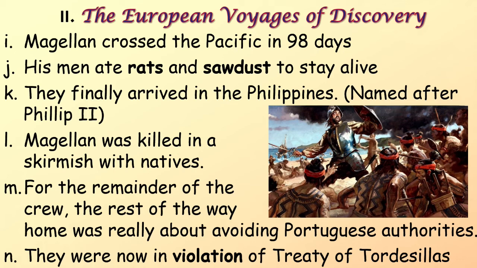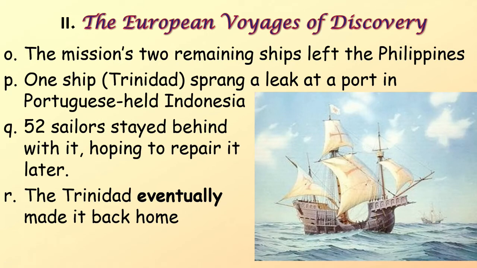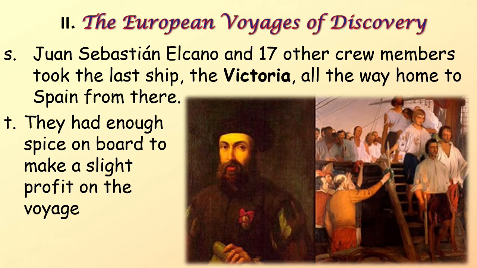And for the remainder of the crew, the rest of the way home was really not about discovering anything new because they knew where they were, but really about avoiding Portuguese authorities because now they were in violation of the Treaty of Tordesillas. They weren't supposed to be in the Indian Ocean. So the mission's 2 remaining ships left the Philippines. One ship, the Trinidad, sprang a leak at a port in Portuguese-held Indonesia, and 52 sailors stayed behind with it, hoping to repair it. The Trinidad eventually did make it back home. Sebastian Elcano and 17 other crew members took the last ship, the Victoria, all the way home to Spain from there. And they had enough spice aboard that ship to make a slight profit on the voyage.